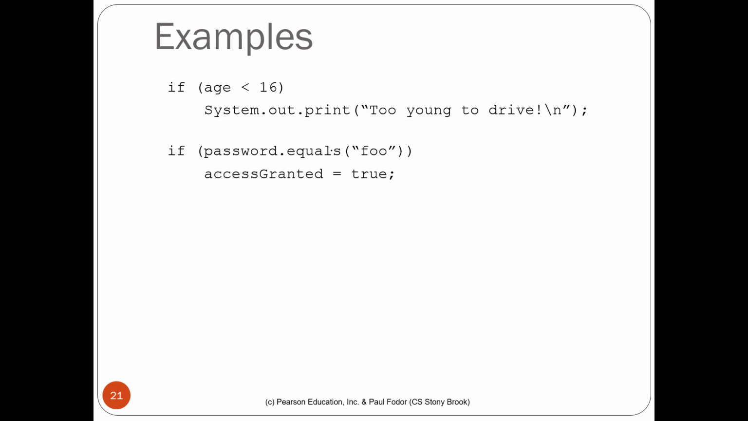Similarly, if age is less than 16, you will say too young to drive. Another example, if password dot equals foo, then you will have access granted. So it seems like this is a portion of a program which will determine whether you have the access or not. But pay attention to the way we are using the if statement. That's the important part. Whatever you have in the parenthesis of if is a Boolean expression.